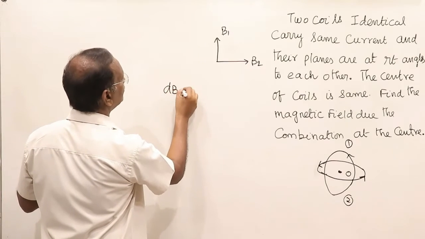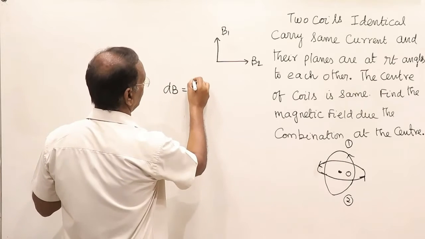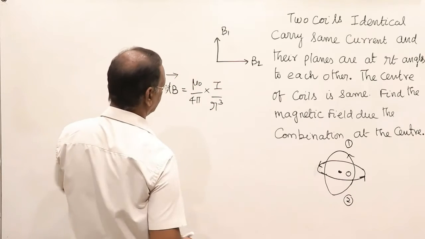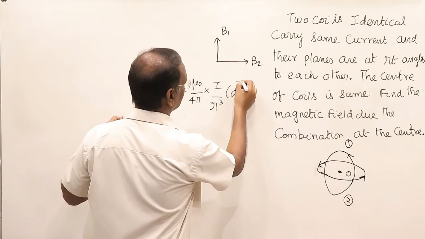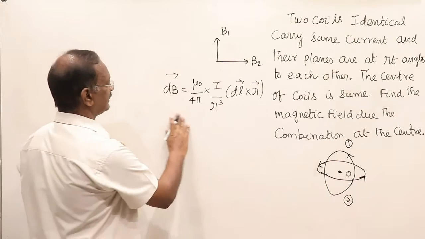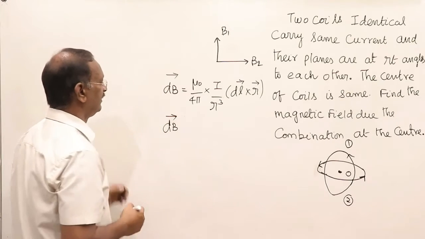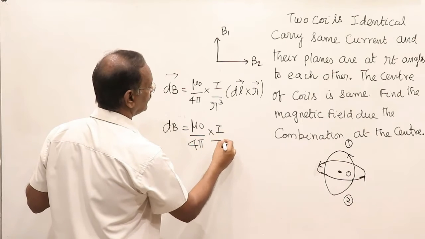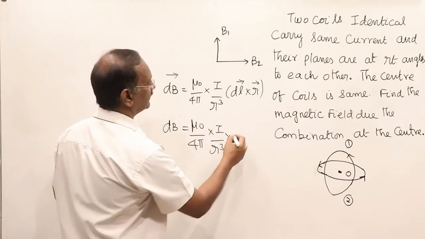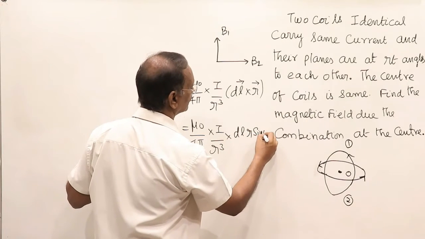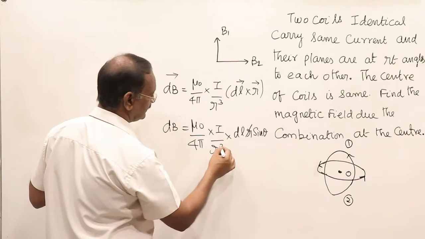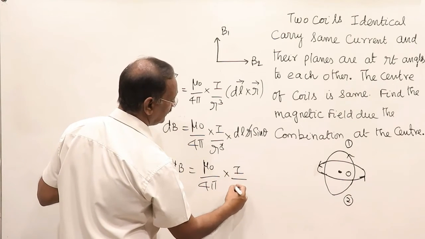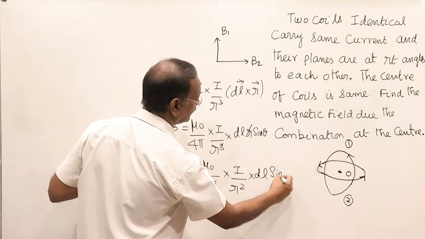We will use dB. By the Biot-Savart law, dB is equal to mu naught by 4 pi into I divided by r cube, and in vector form, dl cross r vector. This is the magnetic field produced by a small current element. Expanding the cross product gives the magnitudes times sin theta, so dB is equal to mu naught by 4 pi into I divided by r square into dl sin theta. What is the angle between dl and r?